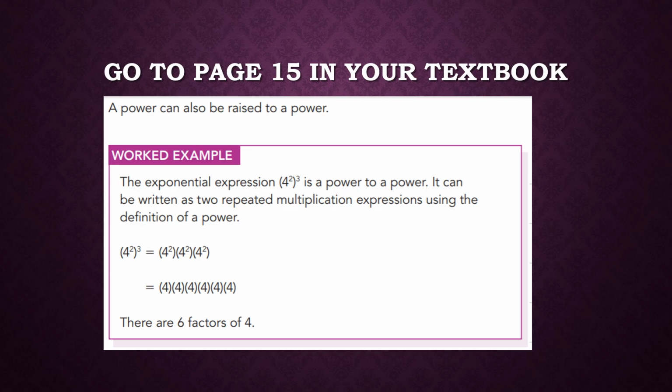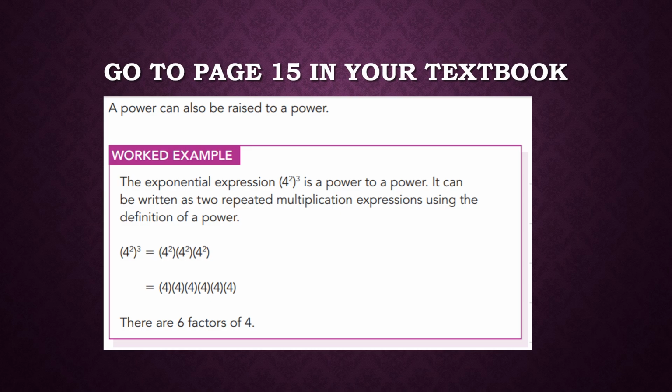So today we're going to look at product of powers. So a power can also be raised to a power. So the exponential expression 4 squared to the third is a power to a power. It can be written as two repeated multiplication expressions using the definition of a power.